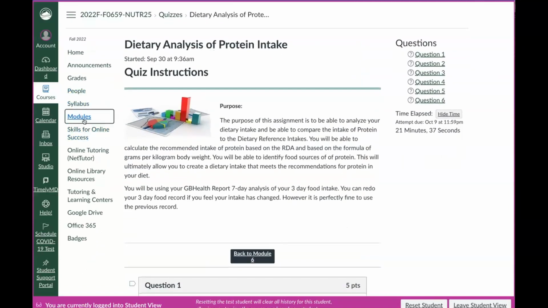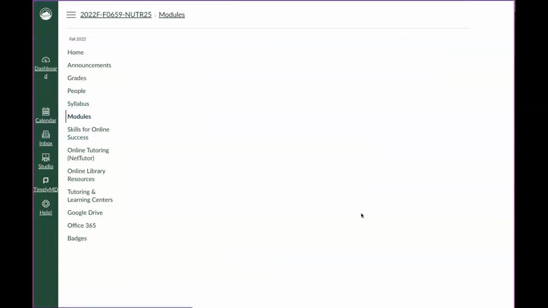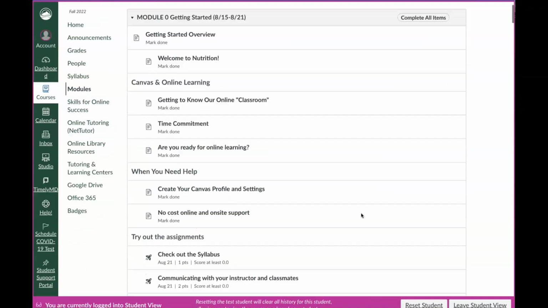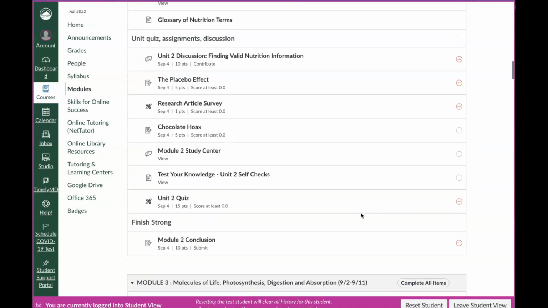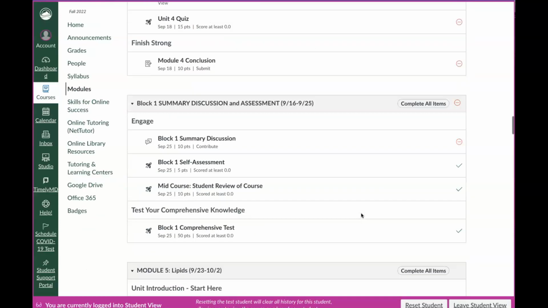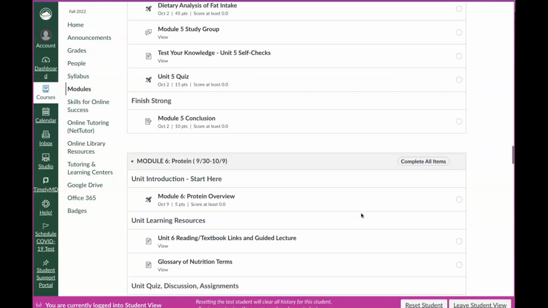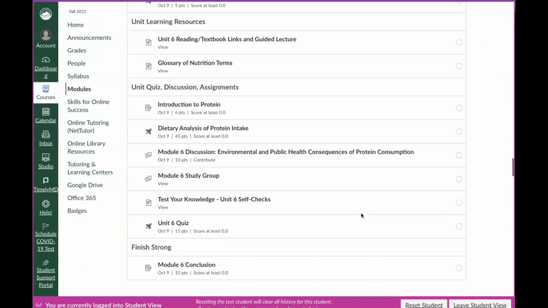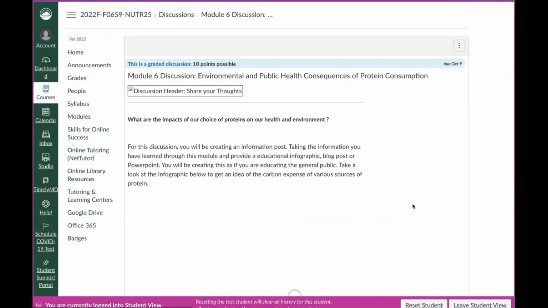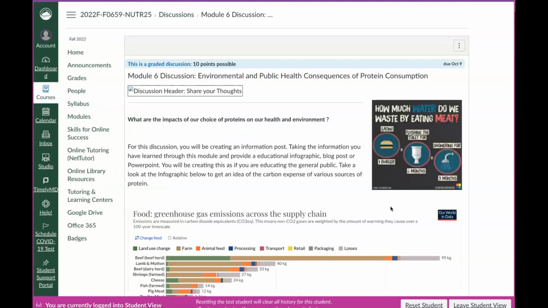So back to modules. So that's your dietary analysis of protein intake, and I will fix that one question. I'm glad I saw that. One of the other things I wanted to bring up, and I was talking with a student this morning, these self-checks. There's also a discussion. I got a little flack on this over the summer. So, it's an interesting topic.